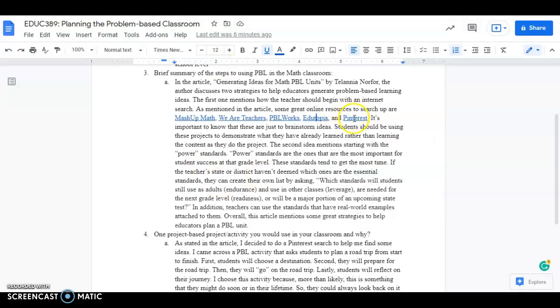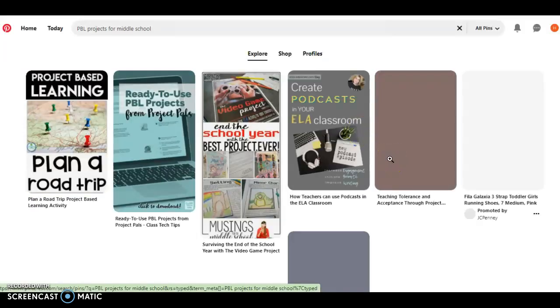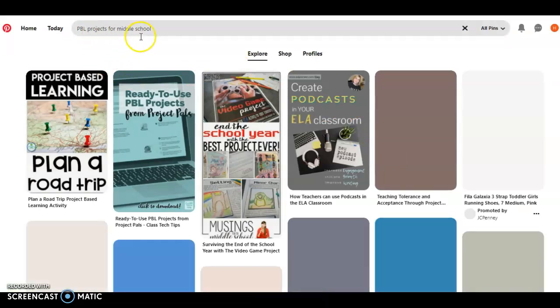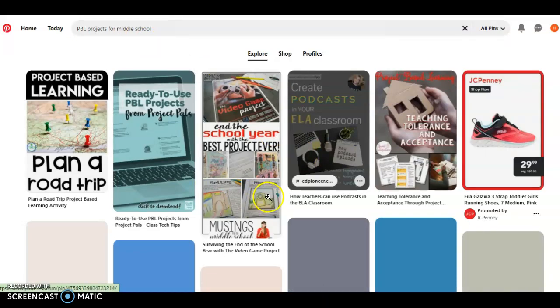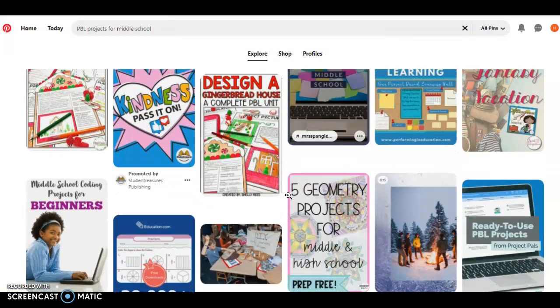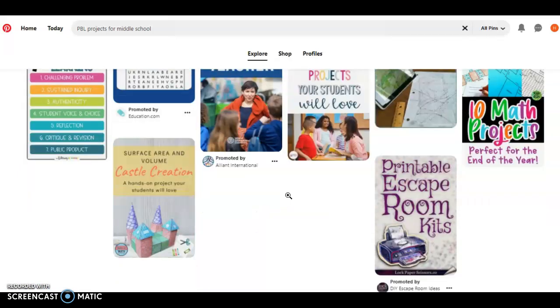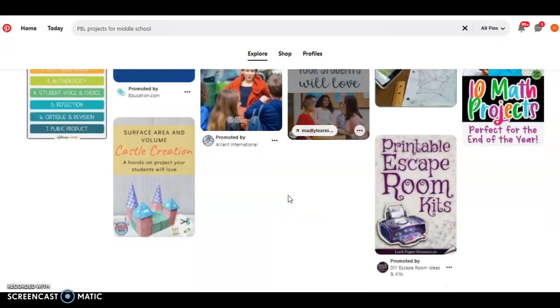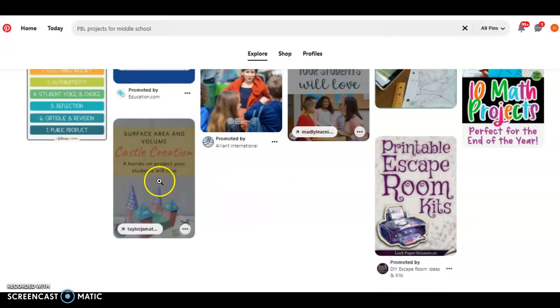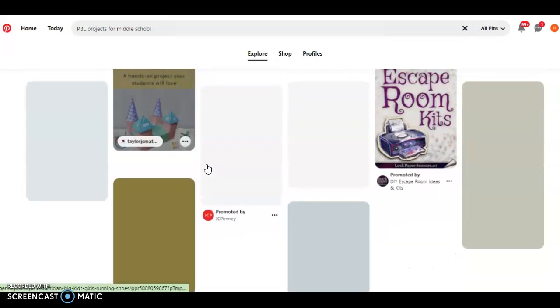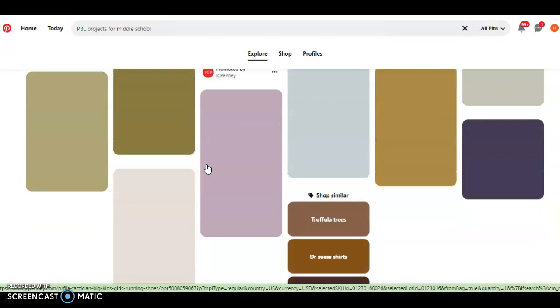And then I really love Pinterest. So let's go ahead and check that out. I already searched problem-based learning projects for middle school as an example. I love how it easily gives you ideas, and there are pictures to help you. This seems really cool: surface area and volume castle creation, a hands-on project your students will love. It sounds like a very fun project to do with your students.